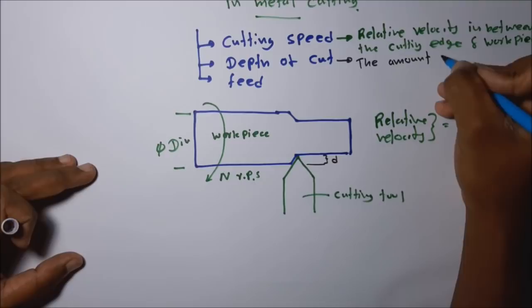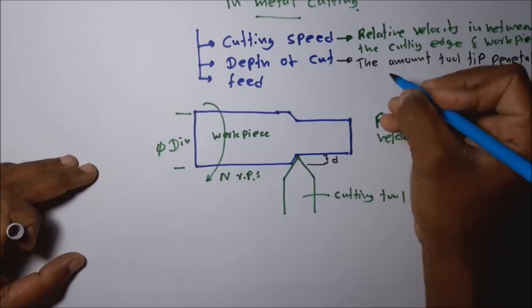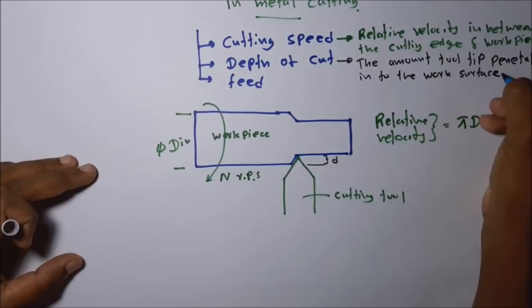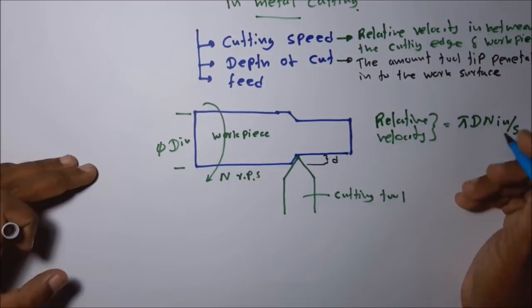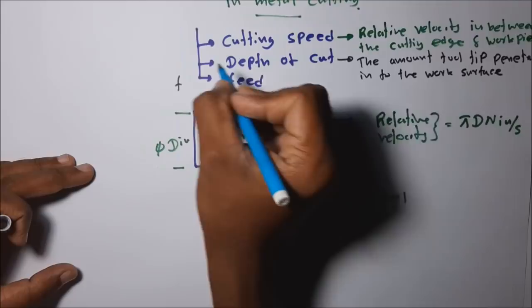The amount the tool tip penetrates into the work surface is called depth of cut, D. Okay. Then what is the feed? Feed, we are using the symbol F for the feed. We are using the symbol F, this D, and symbol V we are using for the cutting speed.